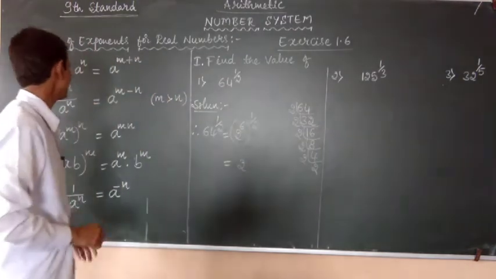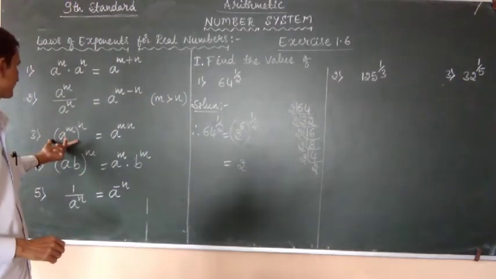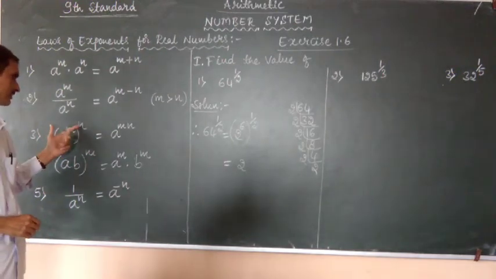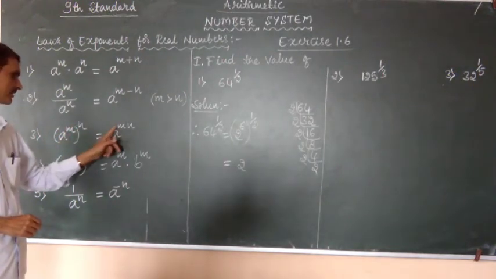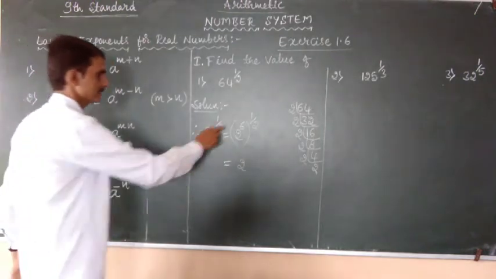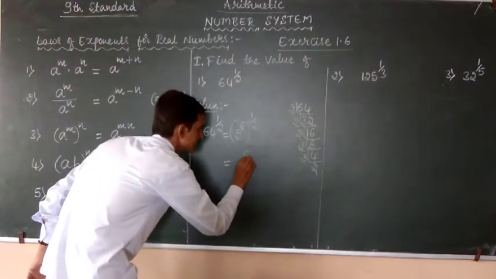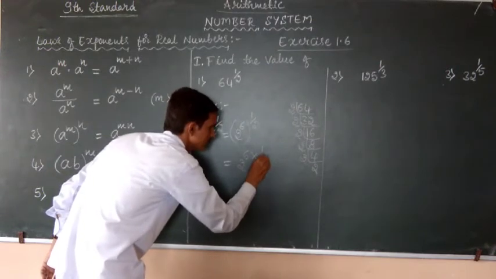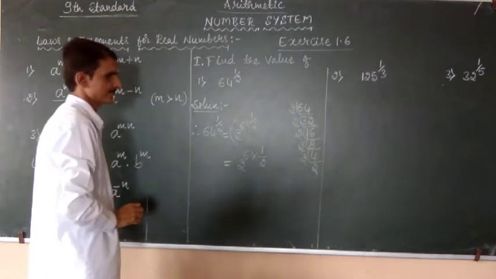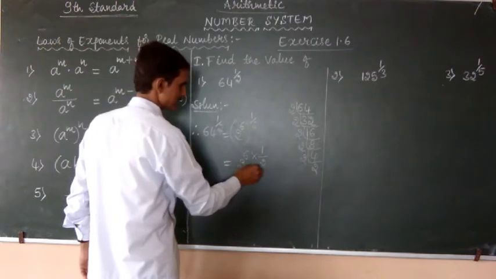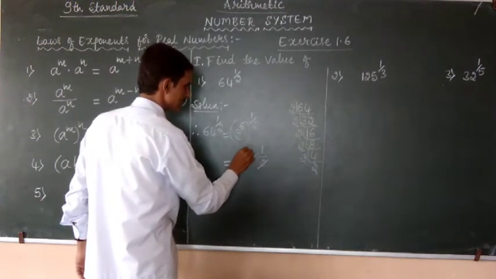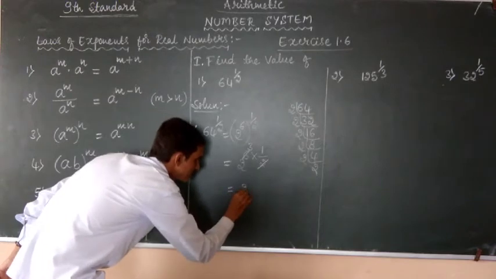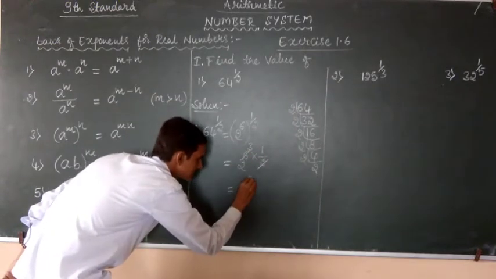By using the formula of the third law, (a to the power of m) to the power of n equals a to the power of mn. Similarly, 2 to the power of 6 into 1 by 2. Now simplify this. 2 ones are 2, 3 twos are 6. So it becomes 2 to the power of 3.